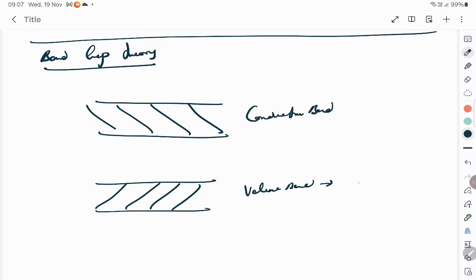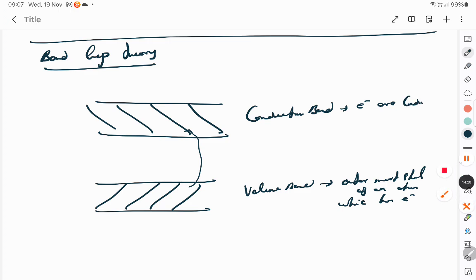Valence band is nothing but the outermost shell, the valence octet. You know, every atom has an outermost shell, which consists of electrons which have the ability to conduct. But in the valence band, they will not conduct. In order to conduct, the electron has to jump from the valence band into the conduction band. So the conduction band is where the electrons are conducting.